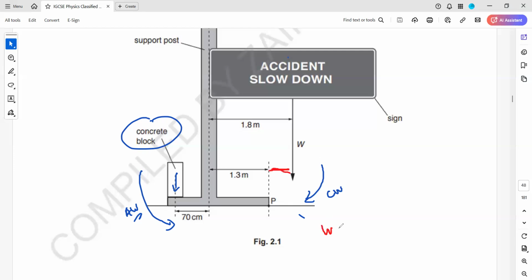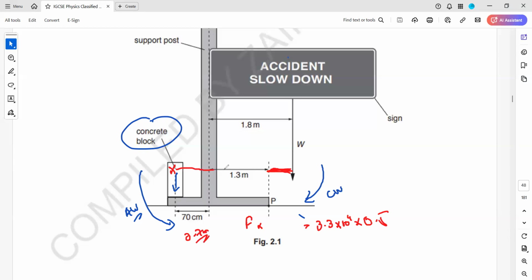So what is the clockwise turning effect? It will be the weight, which we already calculated in the previous part. The weight was 3.3 times 10 to the power 4 multiplied by the distance from the pivot. How much was this distance? 0.5. Then equals the anti-clockwise turning effect. This force is unknown. You can say F or X or the weight. How much is the distance from the pivot? This is 70 centimeters or 0.7 meters.